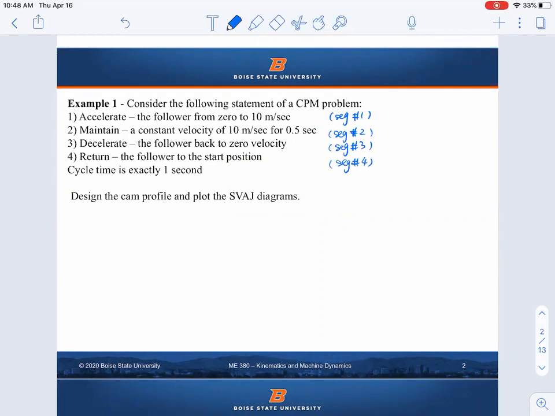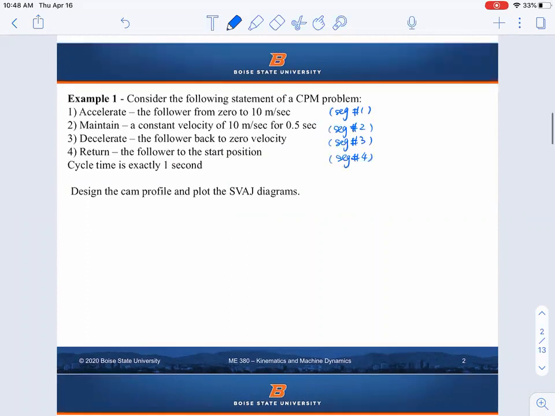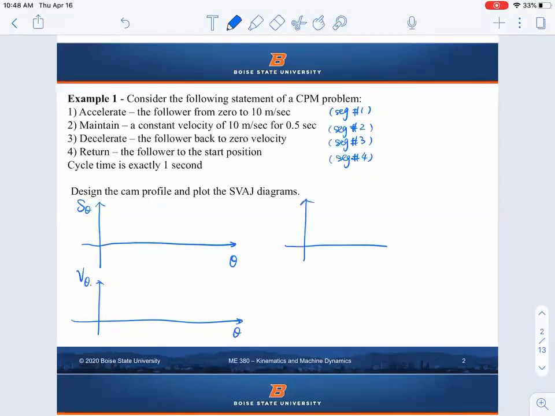As I said, the very first step is always trying to plot your SVAJ based on the information you already know. So you have your S_theta, and then you have your V_theta. Here I use a subscript to describe which domain we are talking about. And then eventually you have your A_theta. All right, so we know that it has 4 segments.